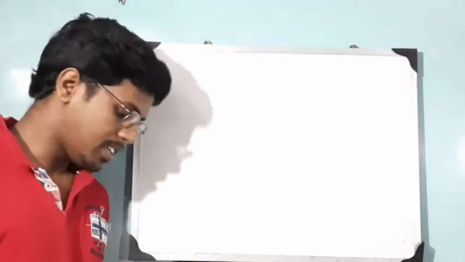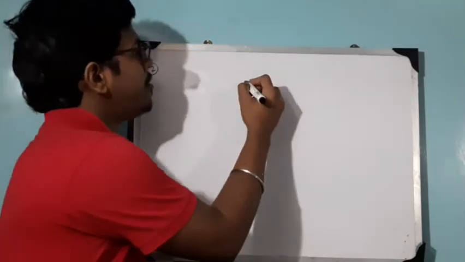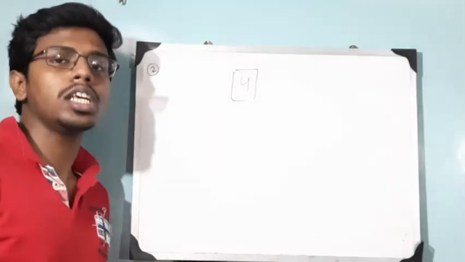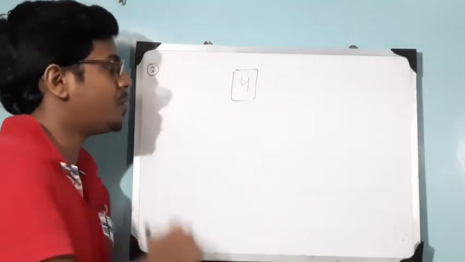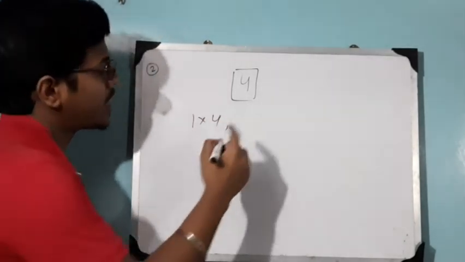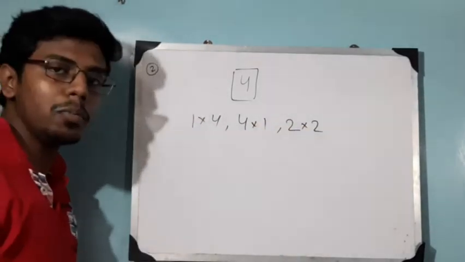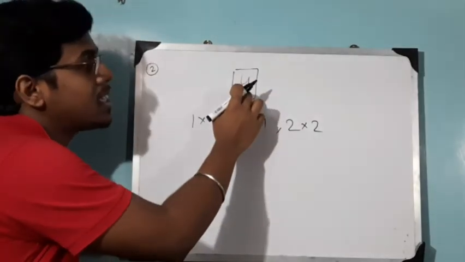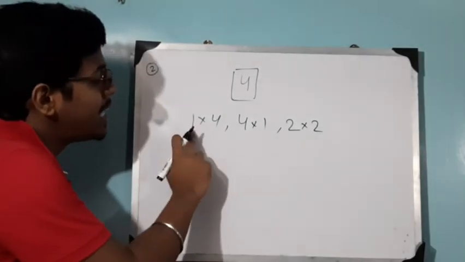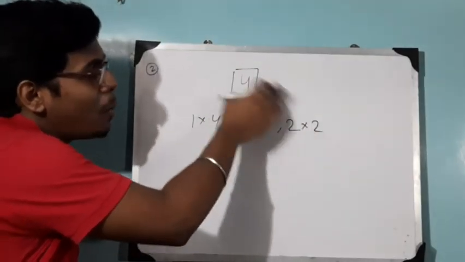The second category is: if a matrix has 4 elements, what are the possible orders? So the matrix has 4 elements. You have to find the possible orders. In this type of question, you have to basically find the factors of 4. So the factors of 4 are 1 into 4, all possible factors, 4 into 1 and 2 into 2. These are the possible orders of a matrix consisting of 4 elements. I have told you in the first category that multiplying the order, you will get the total number of elements in a matrix. So this is just the opposite.